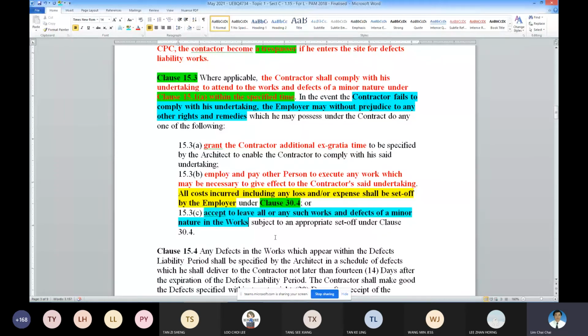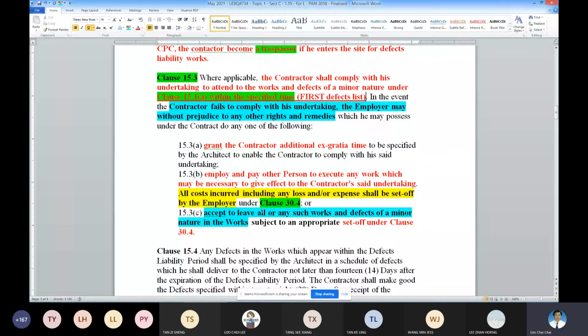discount. How much is it going to be? And accepted, it will be set off under your clause 30.4. Okay, so these are the 3 methods that the employer can take for the first defect list. This is the first defect list. Okay, then you go to the subsequent one.